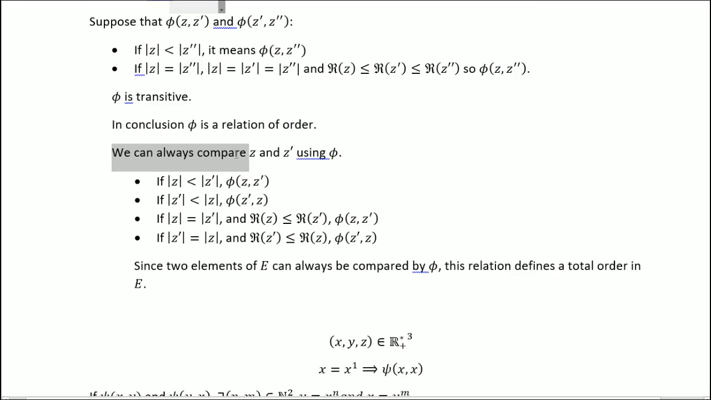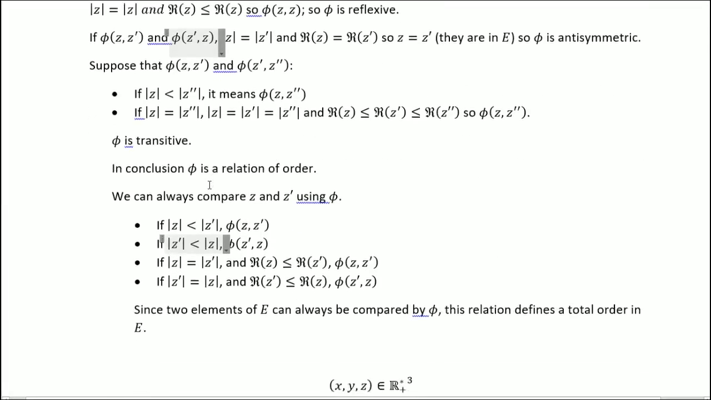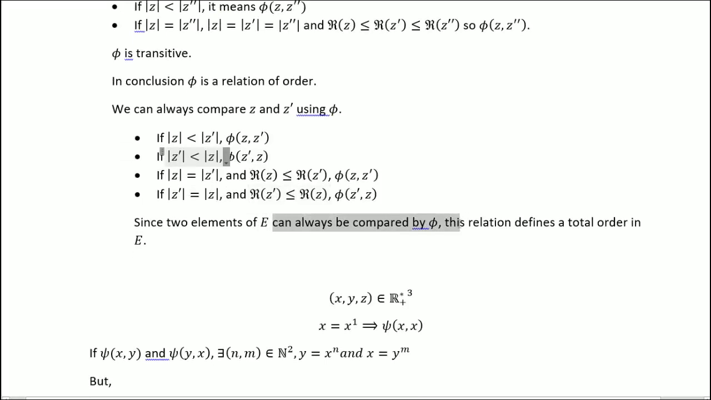So we can compare z and z prime using phi. If the modulus of z is inferior to the modulus of z prime, then we have phi of z z prime. We have the same thing just by swapping z and z prime. If their moduli are equal, we have the same thing, but with the real part, and we still have the relation phi. And then if you swap z and z prime, we have the same thing. So all elements of E can be compared by phi. So this relation is a total order in E.